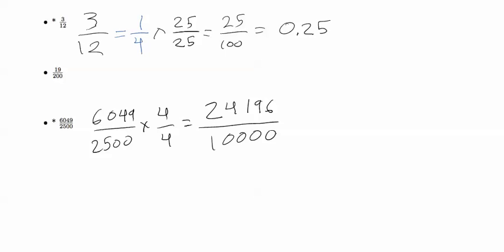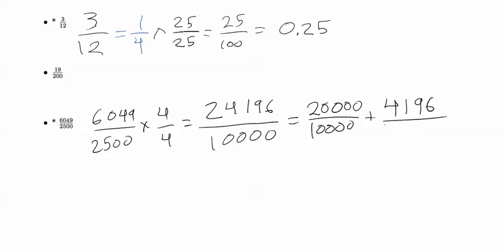Now, the numerator here is bigger than our denominator, so we can turn this into a mixed number. We can take out 20,000 over 10,000 and still have 4,196 over 10,000 remaining.